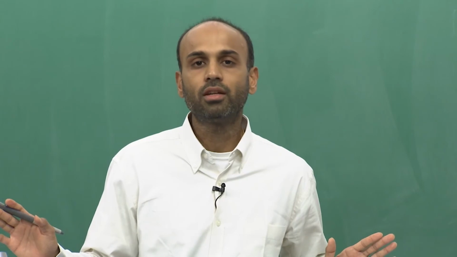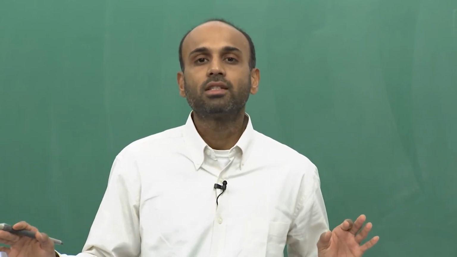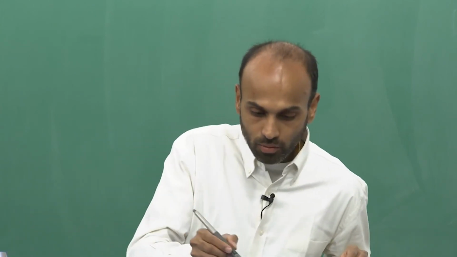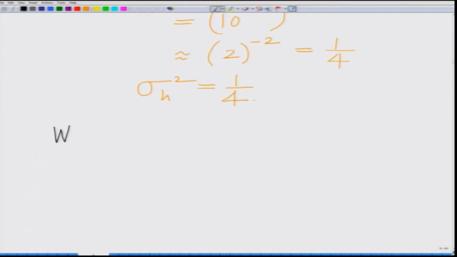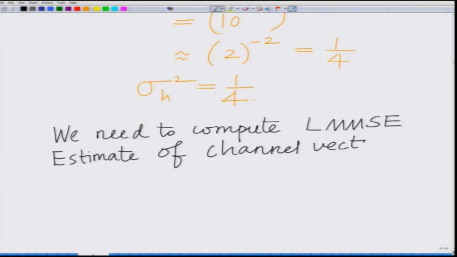Of course, if it is non-Gaussian, then it is simply the LMMSE estimate. This is the best amongst the class of linear estimators. Alright, this is something to keep in mind. I will keep repeating this frequently because this is a subtle but very important point. Alright, so we need to compute the LMMSE estimate of channel vector h bar.